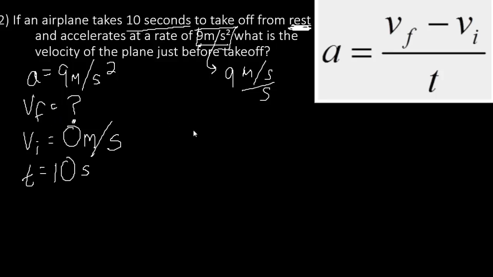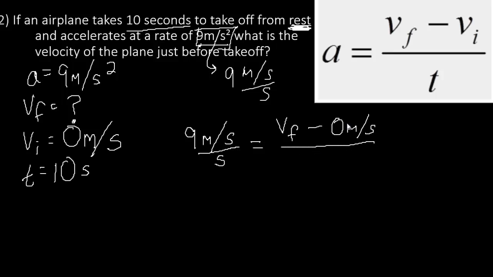So let's plug everything into our equation. We are given 9 meters per second, and I'm going to go ahead and write 9 meters per second squared like this. You'll see why in a second, and then I'll show you how seconds will cancel. 9 meters per second squared is equal to our final velocity, which we do not know, minus our initial velocity, which is 0 meters per second, all over our time, which is 10 seconds. So ultimately here, guys, what we're solving for is VF. We want to know this right here.